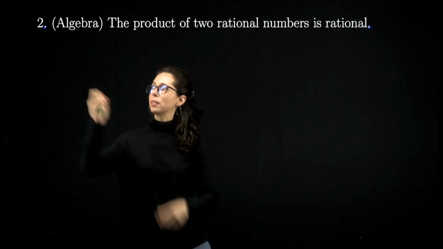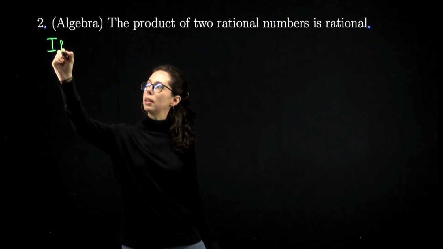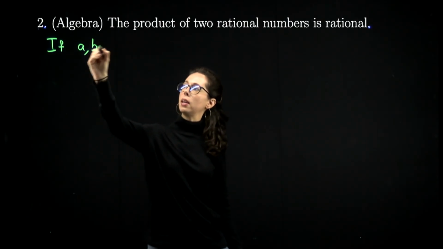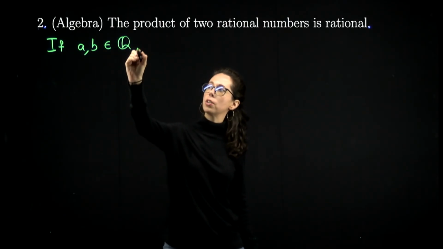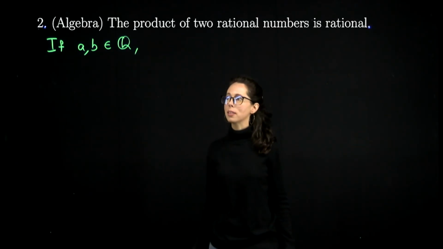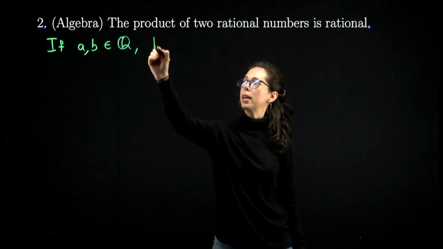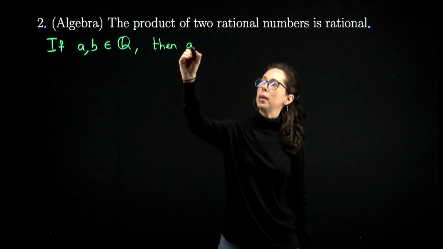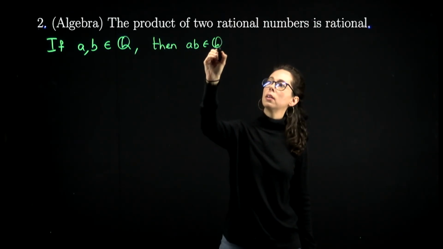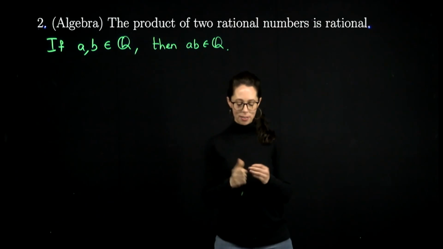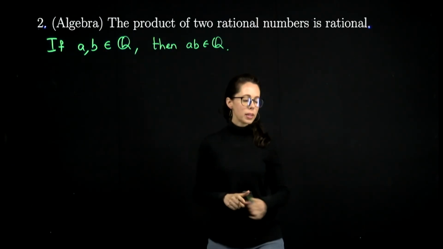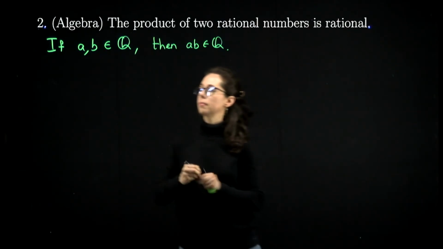So I will write, if A and B are elements of the set of rational numbers, so that's what that notation means, then AB is a rational number. So then AB is also an element in the set of rational numbers. Once again, let's do some scrap work.